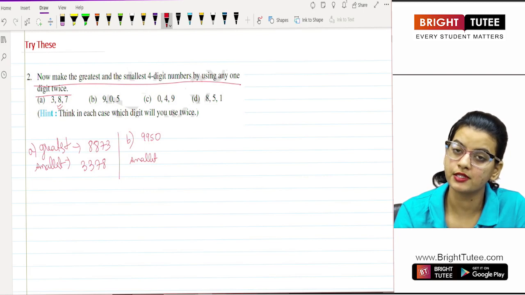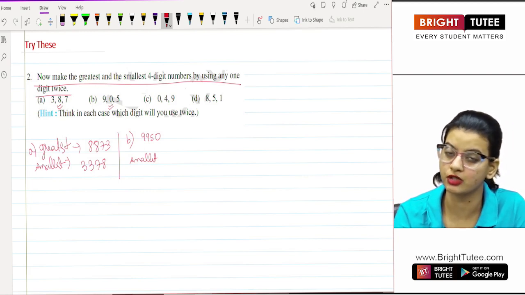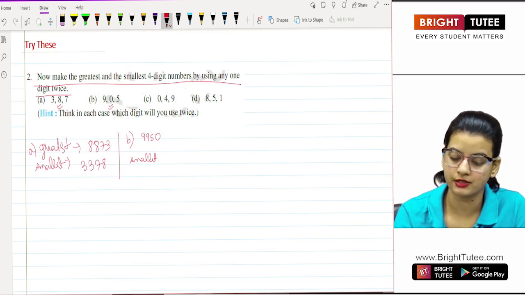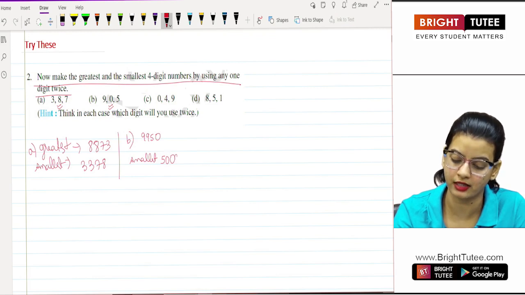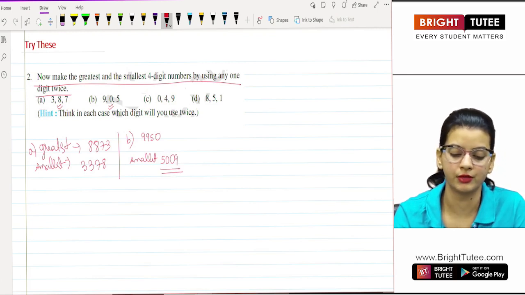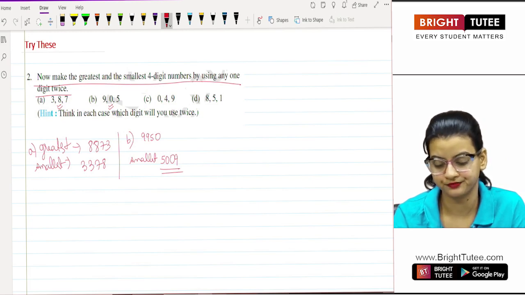We are going to use the smallest digit first, but we cannot use 0 over here because then it will not be a 4-digit number. So the next smaller digit is 5. So we are going to use 5. And then what are we going to use? We are going to use the smallest digit twice. So 0, 0 and then 9. So this is the smallest 4-digit number that we can make out of 905.